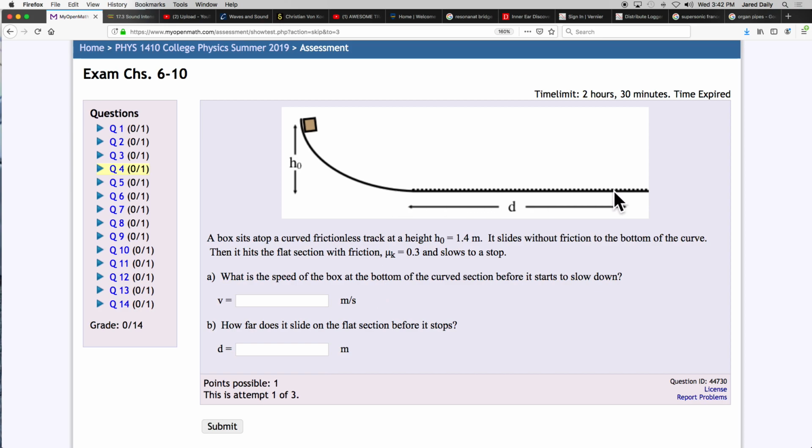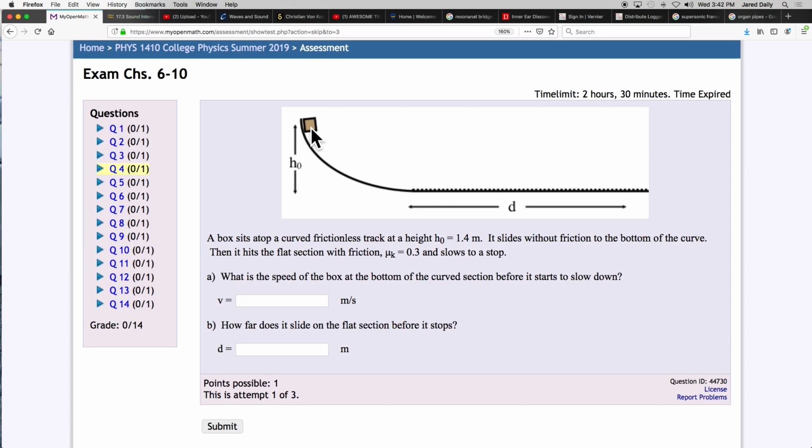The key to this question is energy. Do not try to do this problem using forces and kinematics. That will make a mess. You can do it that way, but it'll take so much longer. So much more work. So we want to use energies at the top of the hill before you let it go. What kind of energy does it have?